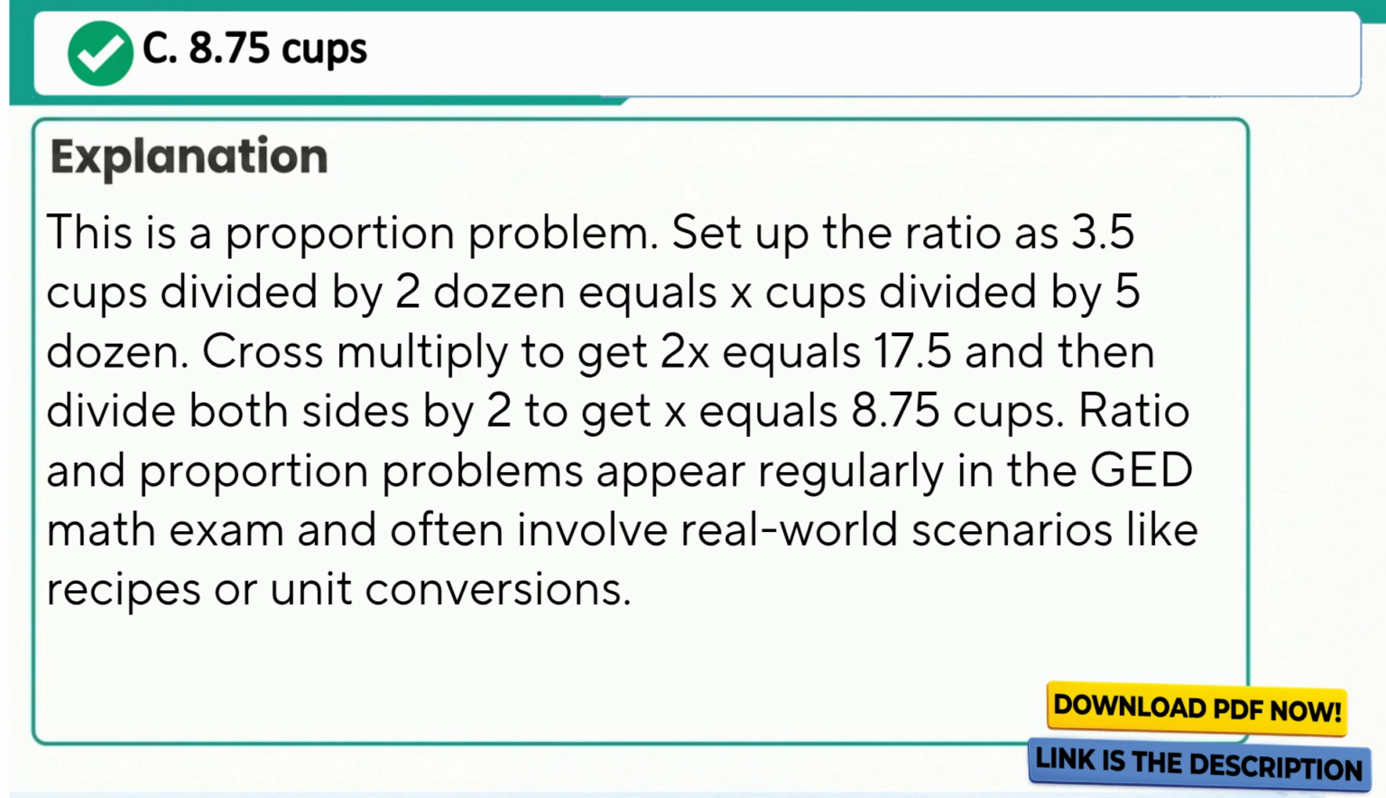Explanation. This is a proportion problem. Set up the ratio as 3.5 cups divided by 2 dozen equals x cups divided by 5 dozen. Cross-multiply to get 2x equals 17.5, and then divide both sides by 2 to get x equals 8.75 cups. Ratio and proportion problems appear regularly in the GED Math exam and often involve real-world scenarios like recipes or unit conversions.